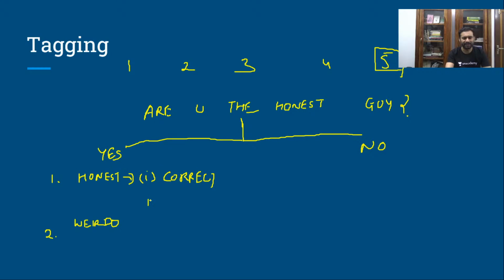When I ask him, what will be his response, correct or incorrect? Let's say I went to a weirdo and I asked him, "Are you the honest guy?" His first response, was it correct or incorrect? Now the question that I'll ask second, what will his response be? Correct or incorrect? What do you think?